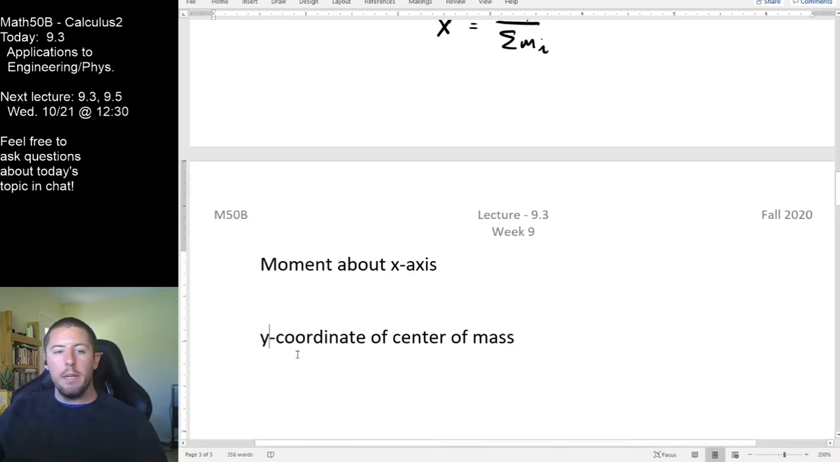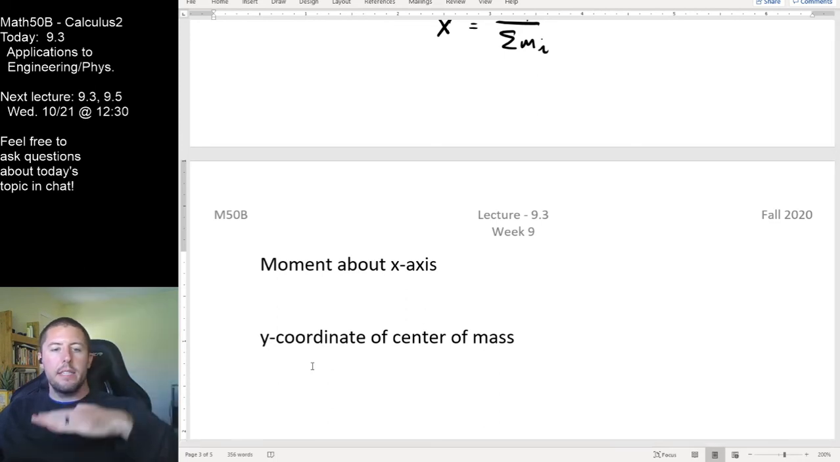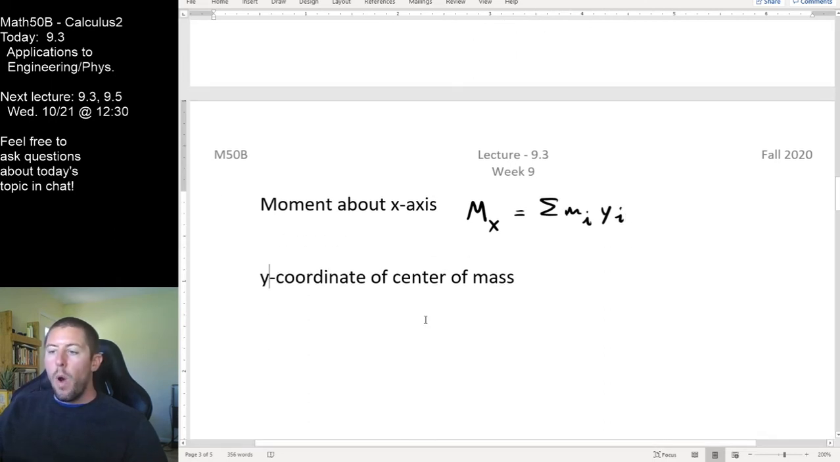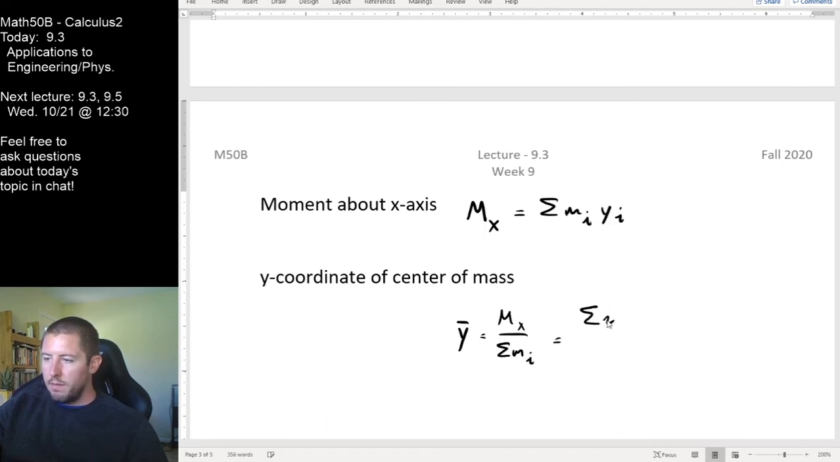If we are looking for the moment about the x-axis, then we're interested in distances from the x-axis. Your distance from the x-axis is your y-coordinate. So this is where we're going to get our m sub x. Our moment about the x-axis is going to be the sum of all the masses, but we're measuring y values, because your y coordinate is how far you are from the x-axis. Therefore, the y coordinate of the center of mass is m sub x over the sum of the masses. And again, notice that this is the sum of m sub i, y sub i, over the sum of m sub i. And I'll write the same thing up above here.